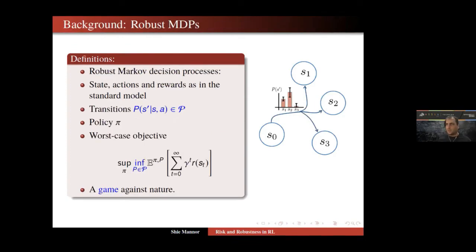Okay, so just to be a little bit more precise, the states and actions in the world are the same as the standard model. The transitions now, all that we know about them is that they belong to some uncertainty set, which is a convex uncertainty set, which we have a precise definition of. And we're looking for a policy pi that would maximize the worst case objective. So it's a sup over policies, infimum over all parameters, so this is a parameter uncertainty, of the expected discounted return. And if you wish, you can think about it as a game where there are two players. One player chooses a policy, and then nature plays the worst possible model against this policy. So it's a game against nature kind of thing.